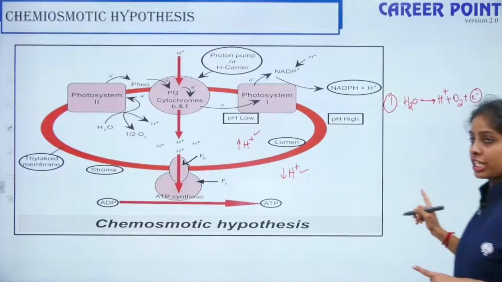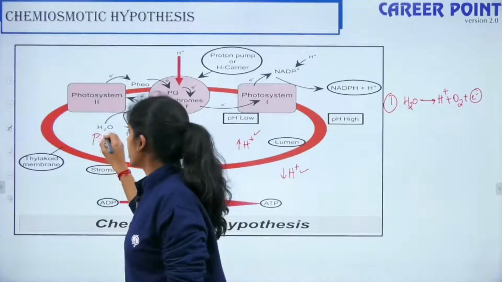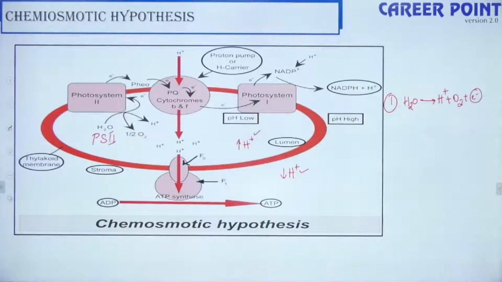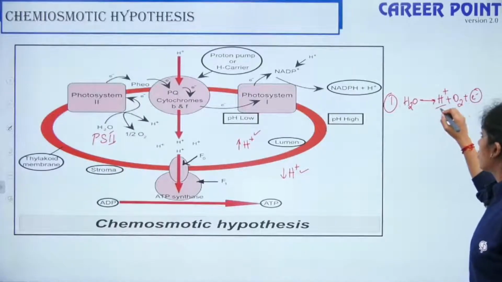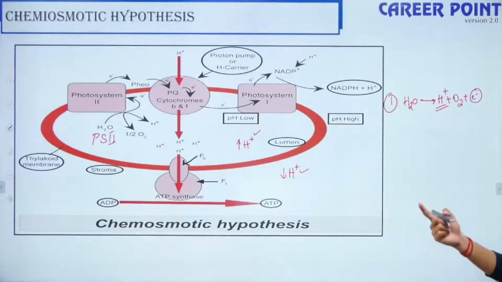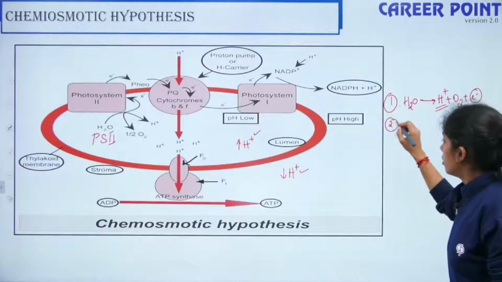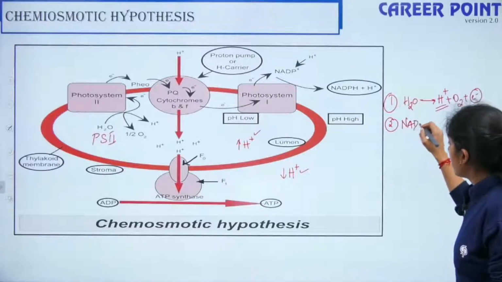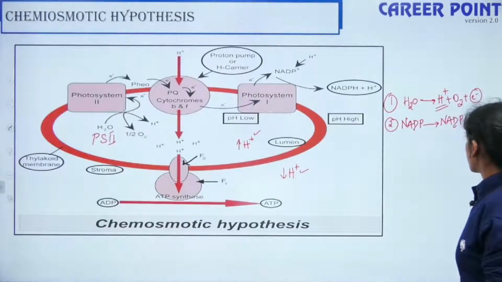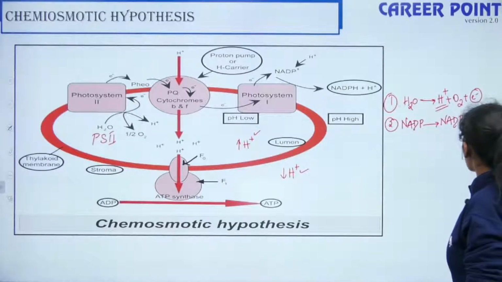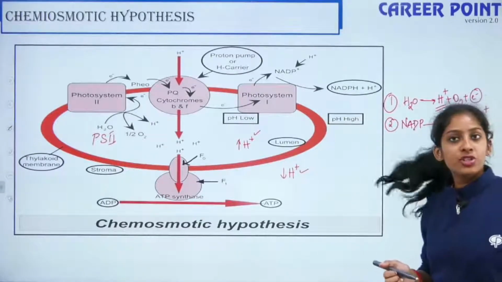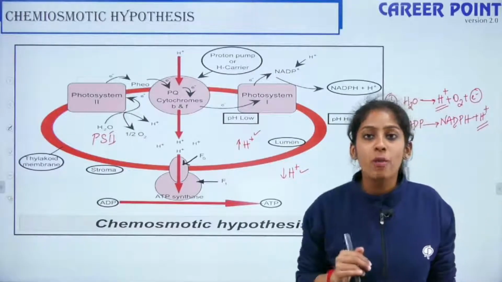So when water molecules split, the pH is lowered here. Splitting of water molecules is associated with lowering pH, right? So splitting of water molecules gives you more H+ ions inside the lumen of the thylakoid. Number two, reduction of NADP to NADPH plus H+. This also adds to this. So we have more concentration of H+ inside the lumen than in the stroma.